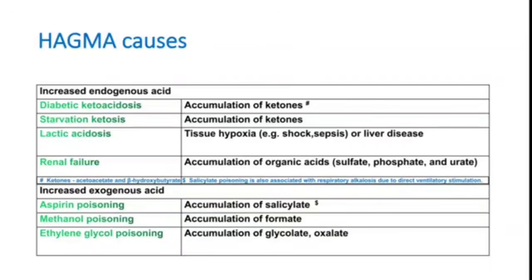Increased exogenous acids are mainly seen in toxicology, like aspirin poisoning, accumulation of salicylate, methanol poisoning, accumulation of formate, ethylene glycol poisoning, accumulation of glycolate and oxalate. So either exogenous acid is increased in toxicological cases, or endogenous acids are increased, like DKA, starvation, sepsis, renal failure, all these things.